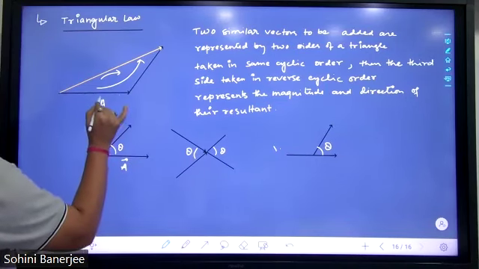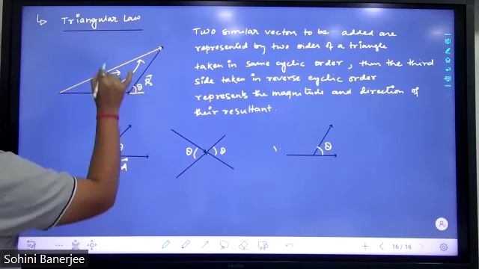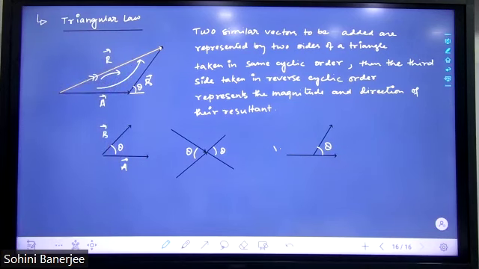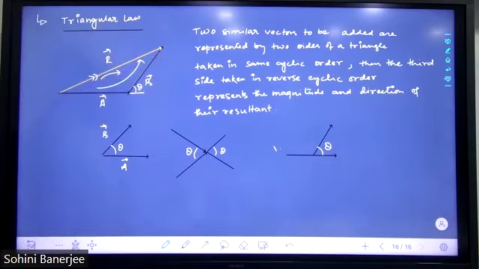This is A, this is B, this is theta, this is R in the reverse cyclic order. The reverse cyclic order means basically joining the tail of the first to the head of the last. Okay? Clear to everyone?